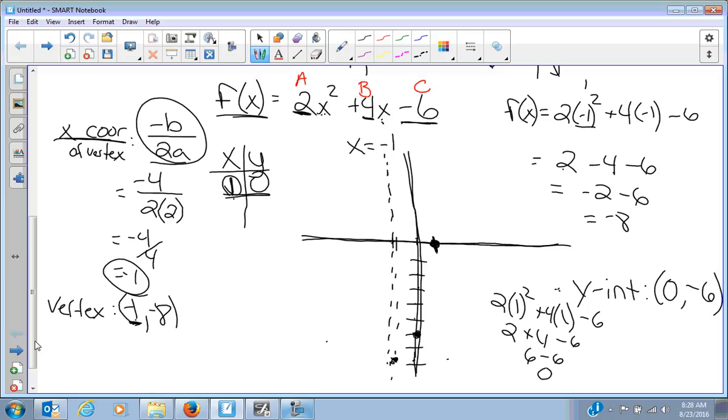I just found an x-intercept. It just happened to be an x-intercept. How do I know it's an x-intercept? Where is it lying on? The x-axis. So it's an x-intercept. Now, what I'm telling you is that always going to happen? No. It just happened that I found an x-intercept.